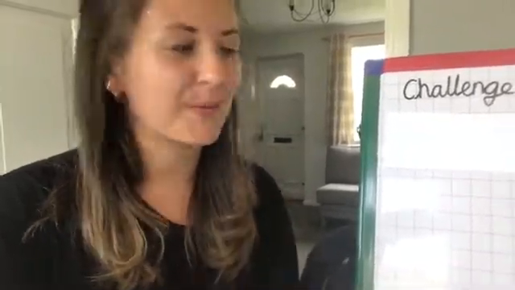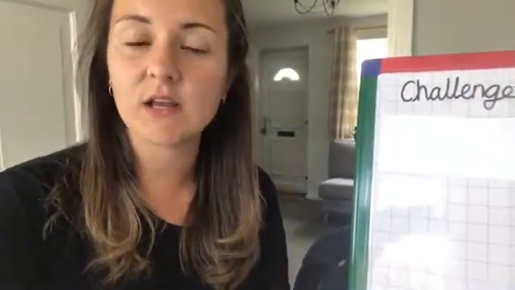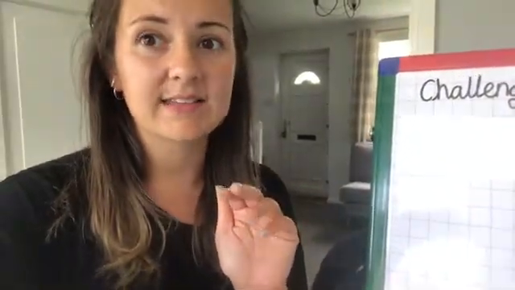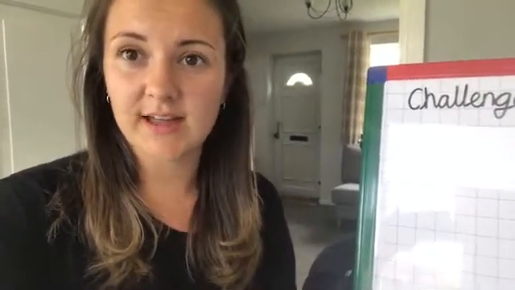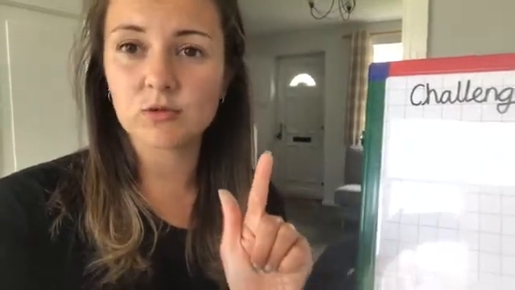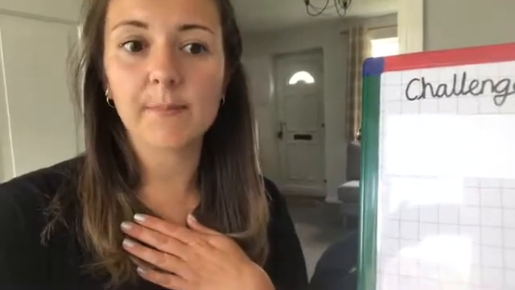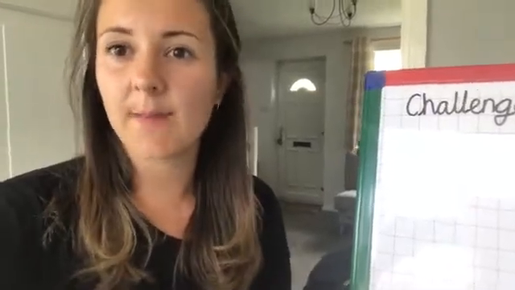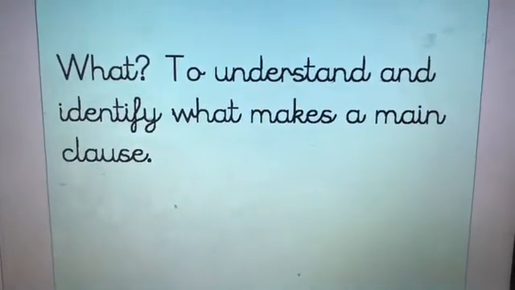Okay, so today's lesson is going to be about main clauses, and for this lesson you need your notepad, a pen, and either a highlighter, pencil, crayon or felt tip in the colours green and orange. So that is your notepad, a pen or pencil to write with, and a green and an orange highlighter, pencil, crayon or felt tip, one of each. I'm going to do that method, but you might also want to print off the sheet that I've got on Dojo. I'm not going to use a sheet, but it might make it easier for you, and you'll see why. So today's what is to understand and identify what makes a main clause.